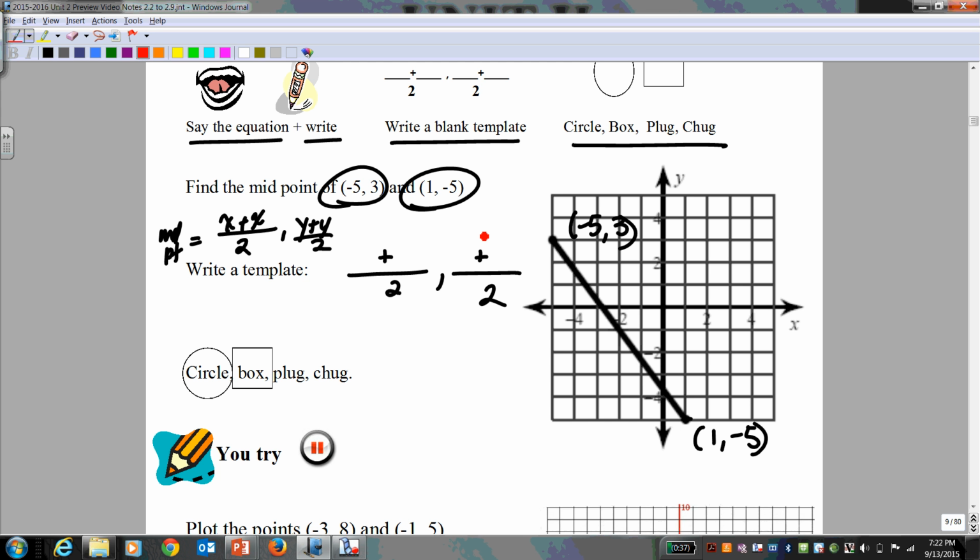And we circle our x's and box our y's. Circle, box, plug, chug. Ready? Plug it in. Add the x's, divide by 2. Add the y's, divide by 2. That's circle, box, plug, chug. Now you just do your math here.